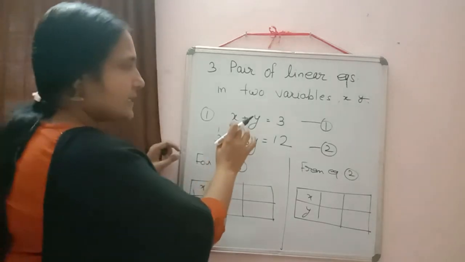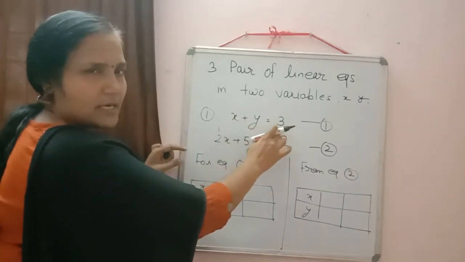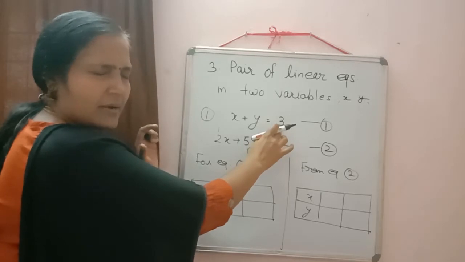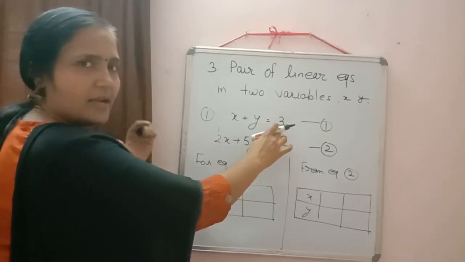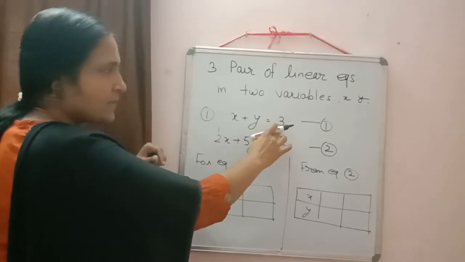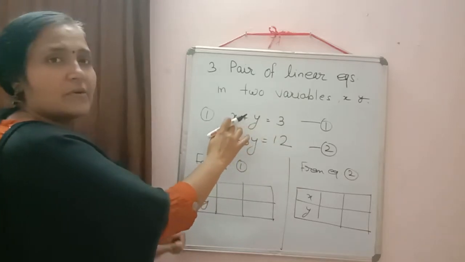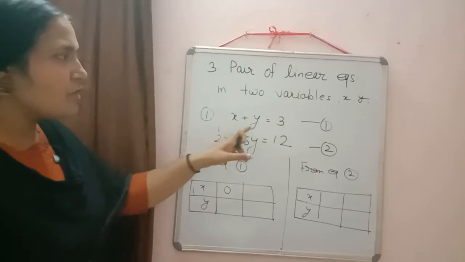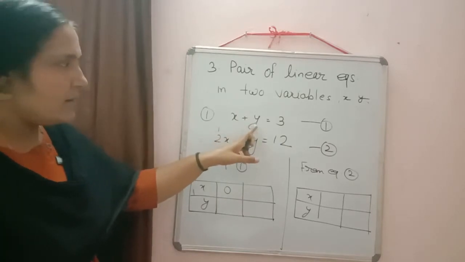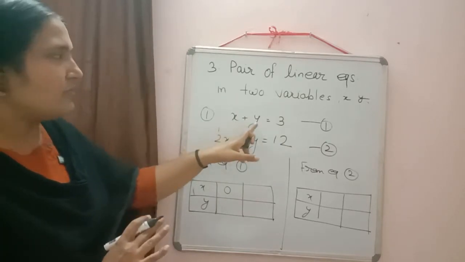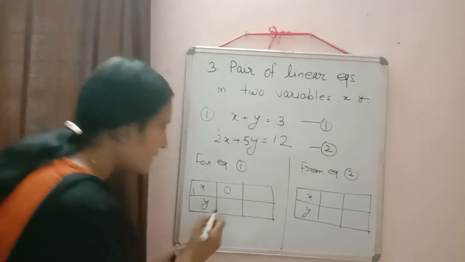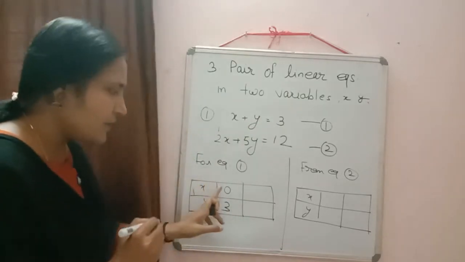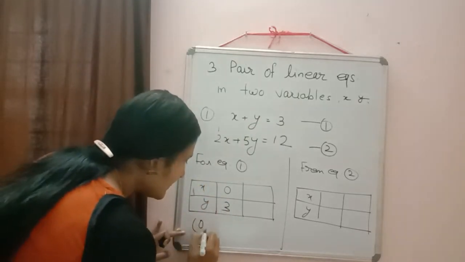Our first equation is x plus y is equal to 3. Rough work not required. If you are able to do it mentally, do it. And do it with me. First what we will do, substitute x is equal to 0. Now can you tell me what will be y in equation 1? Yes, it will become 0. So we will get y is equal to 3. So our first point we got 0, 3.